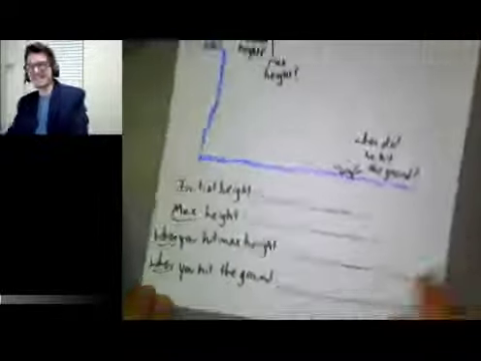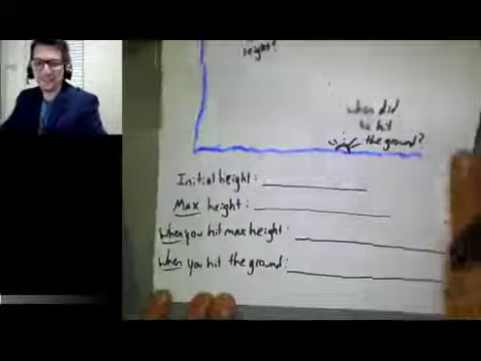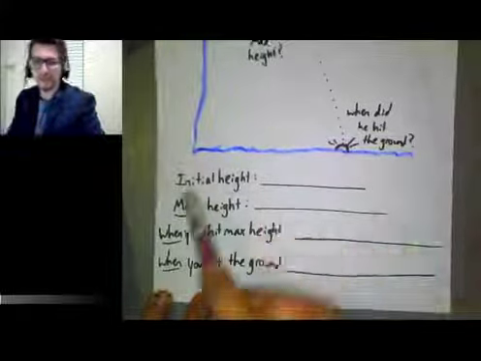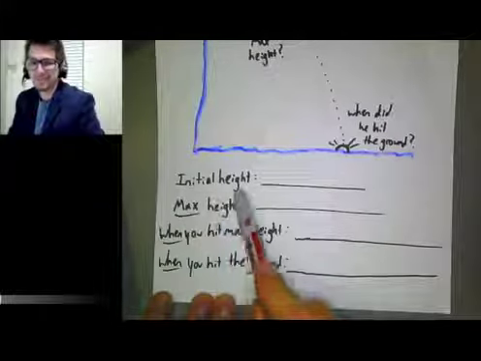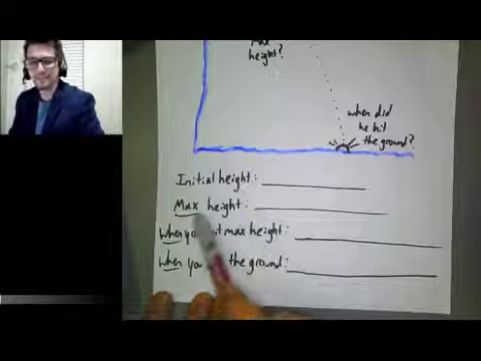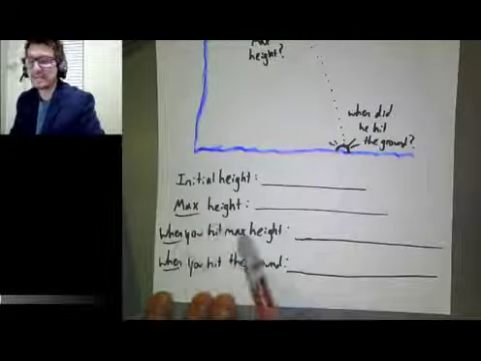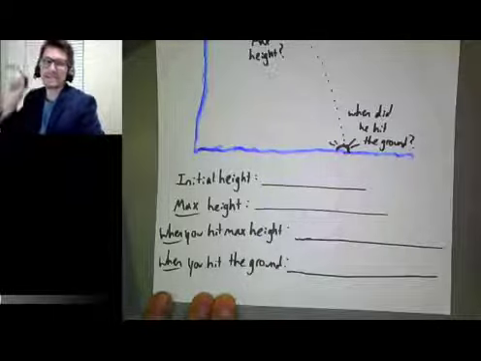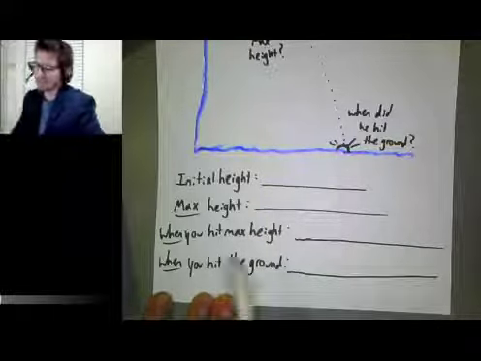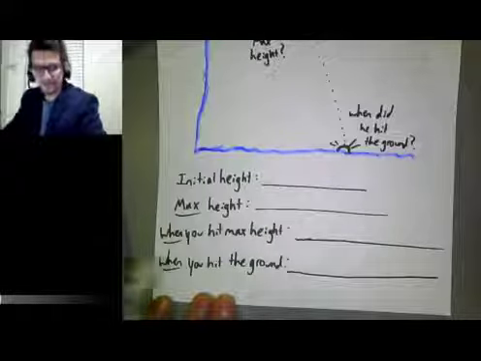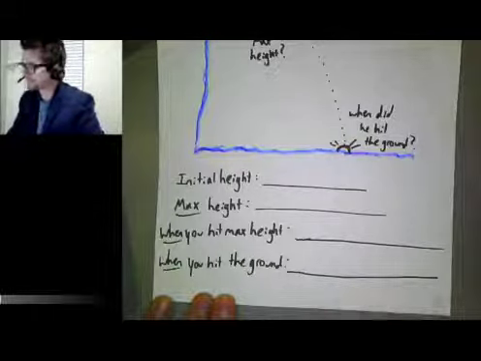So here's the end of the notes today, believe it or not. There are four questions we can answer. What was the initial height? How tall was the cliff? What was the maximum height they hit? When did they hit maximum height? So how long did it take to hit that highest point? And then when did they hit the ground? How long did it take until splat?